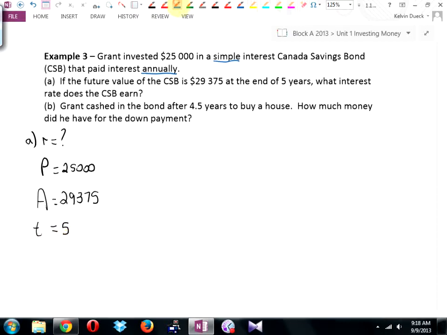So again, I think I'm going to use A equals P bracket 1 plus little r times T. How did you know to use that one, Mr. Dueck? Because they gave me final amount, so I used the one that had the A in it. If they had given me the interest, I would have used I equals PRT. Let's plug and chug. Here we go.